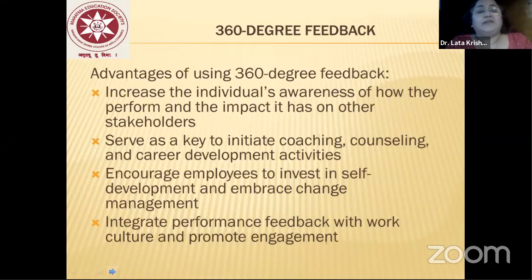So there are a lot of advantages. It increases the individual's awareness of how they perform and the impact it has on stakeholders, and serves as a key to initiate coaching, counseling, and career development activities. Yes, 360-degree feedback will open up certain avenues where you need to correct yourself, encourage employees to invest in self-development, embrace change management, very important, integrate performance feedback with work culture, and promote engagement.